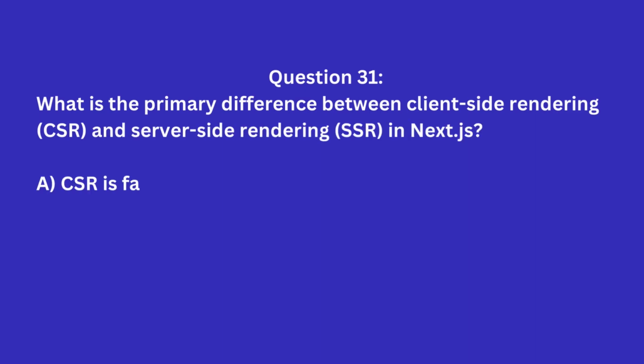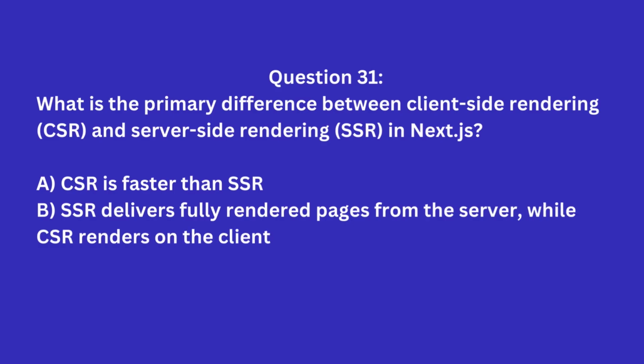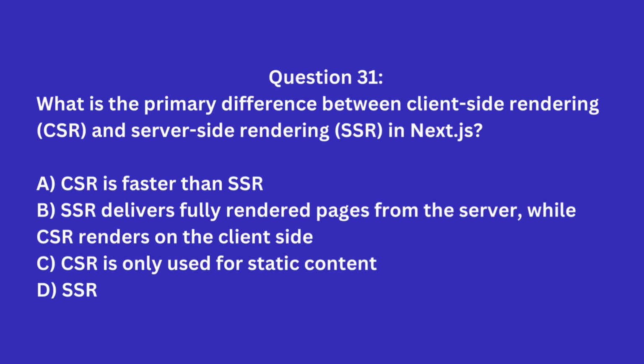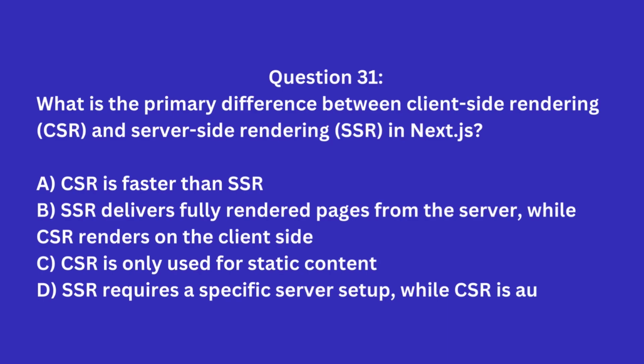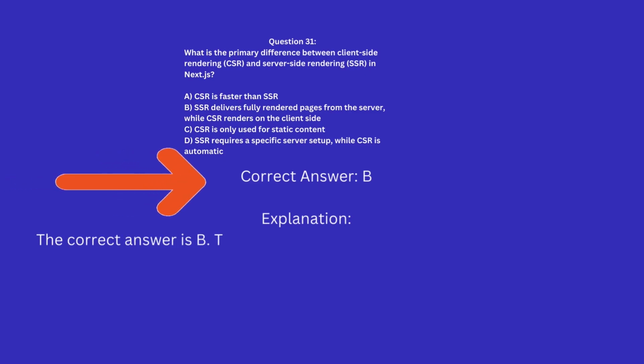A. CSR is faster than SSR. B. SSR delivers fully rendered pages from the server, while CSR renders on the client side. C. CSR is only used for static content. D. SSR requires a specific server setup, while CSR is automatic. Correct answer, B. Explanation. The correct answer is B.